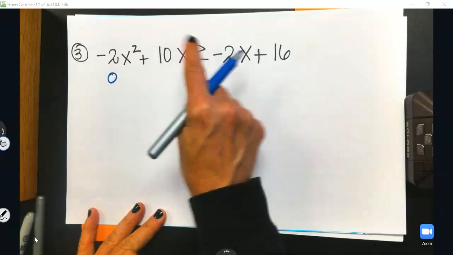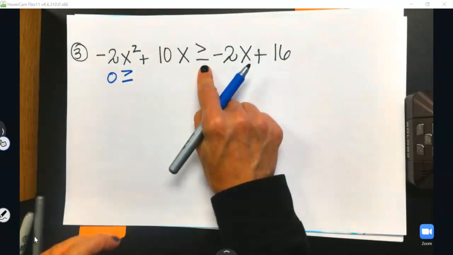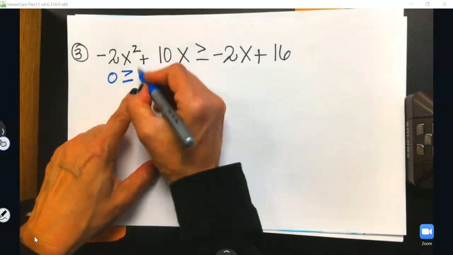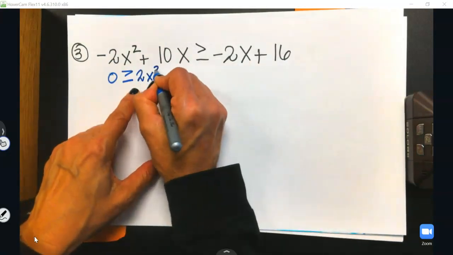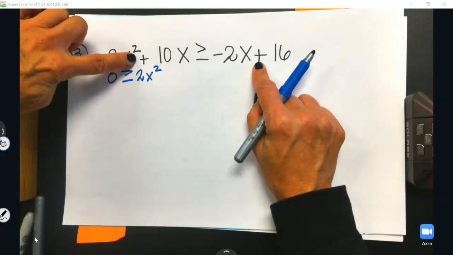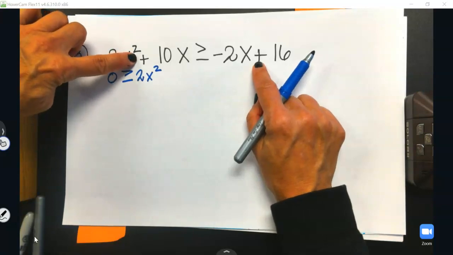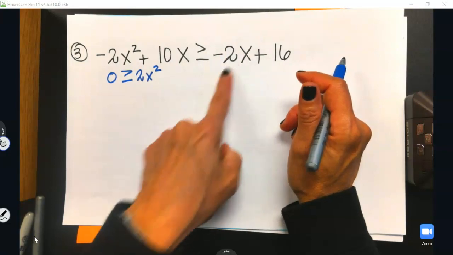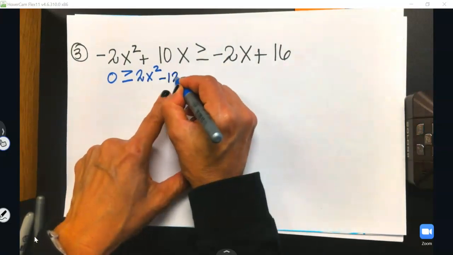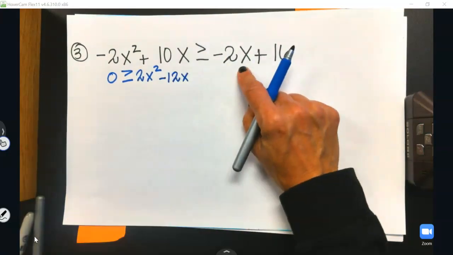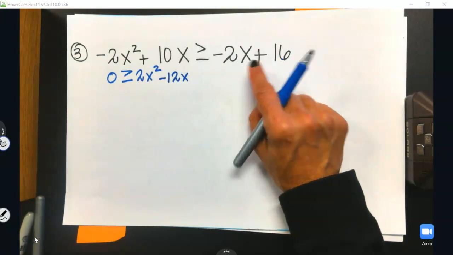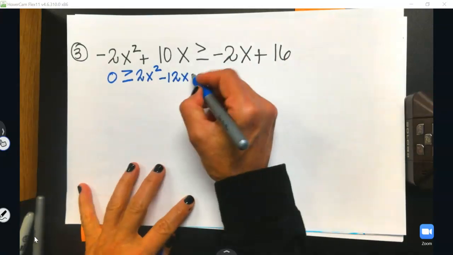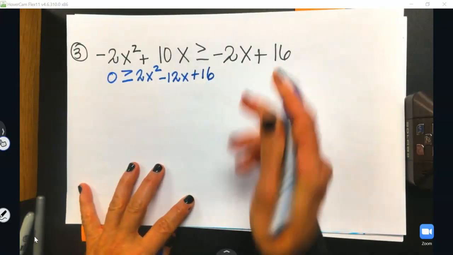So this is going to be 0. I'm going to recopy this. Y'all, when this negative 2x squared goes over here, it's positive. Y'all remember this 10x moved also. So this 10x is negative 10x over here. So it's going to be negative 12x, because remember y'all had 2x's over there. And then recopy this 16. The 16 was already there. Don't change the sign. It was already there.